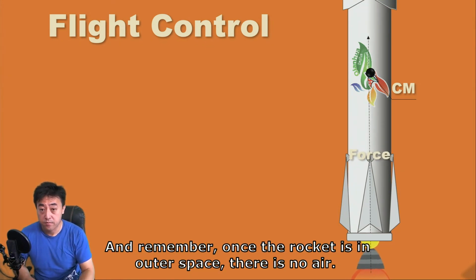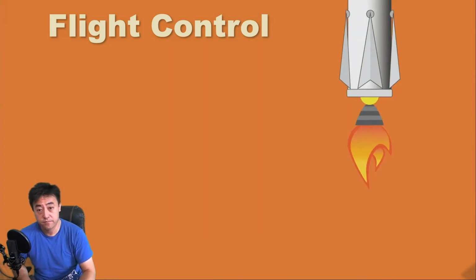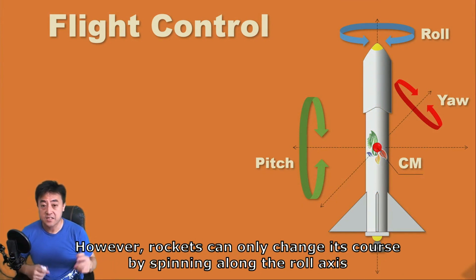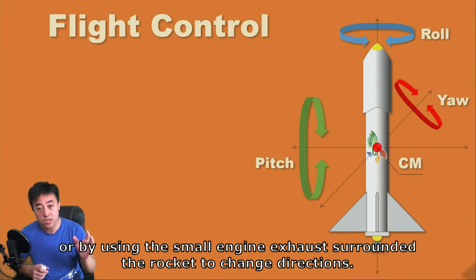And remember, once the rocket is in outer space, there's no air. Without air, the movable fins will no longer work. However, rockets can still change their course by spinning along the roll axis or by using small engine exhausts surrounding the rocket to change directions.